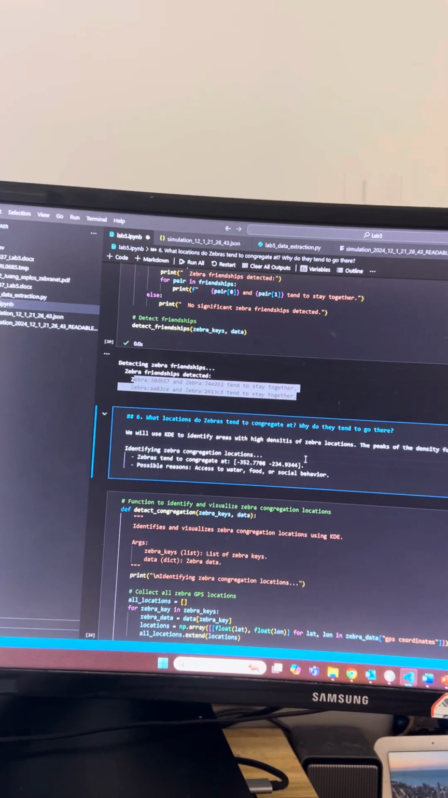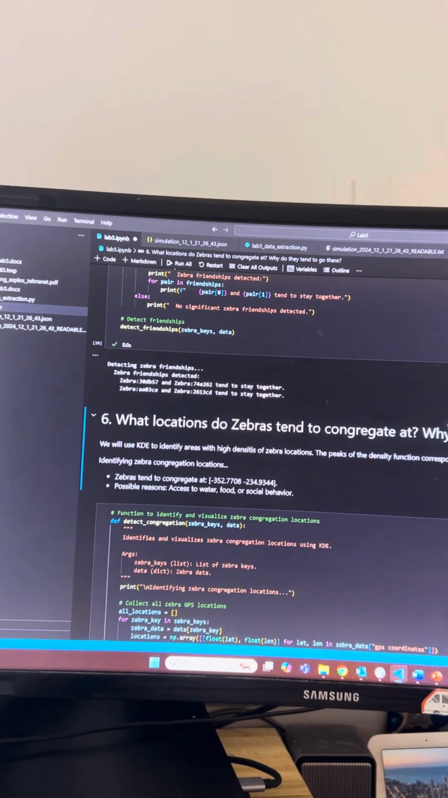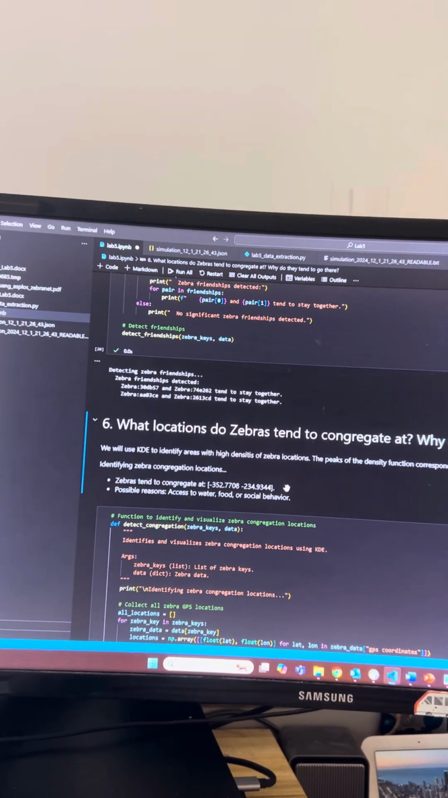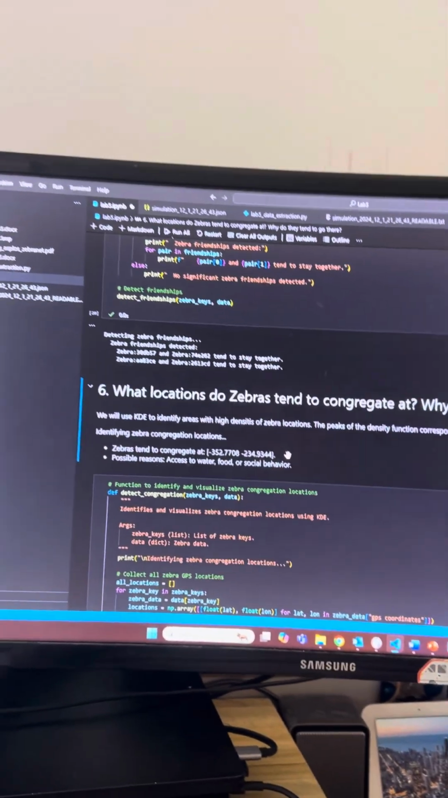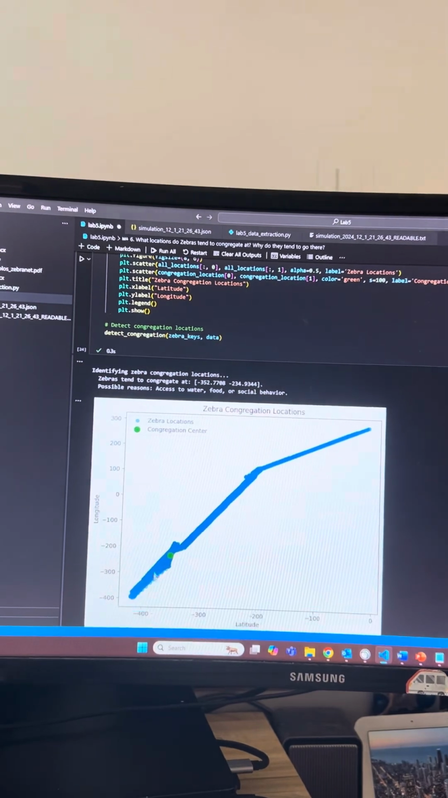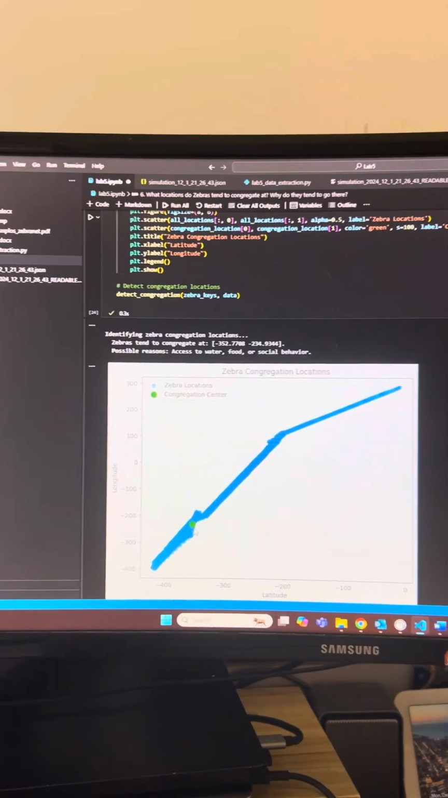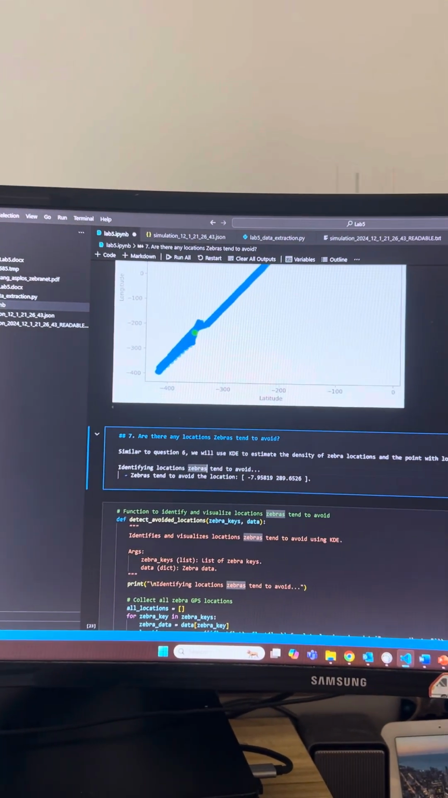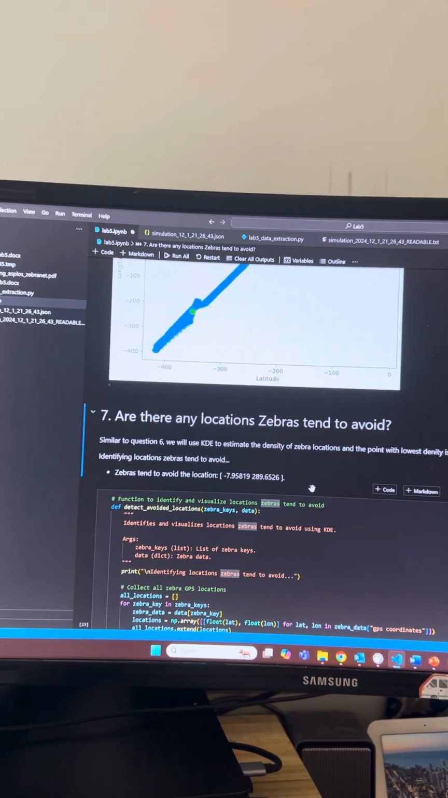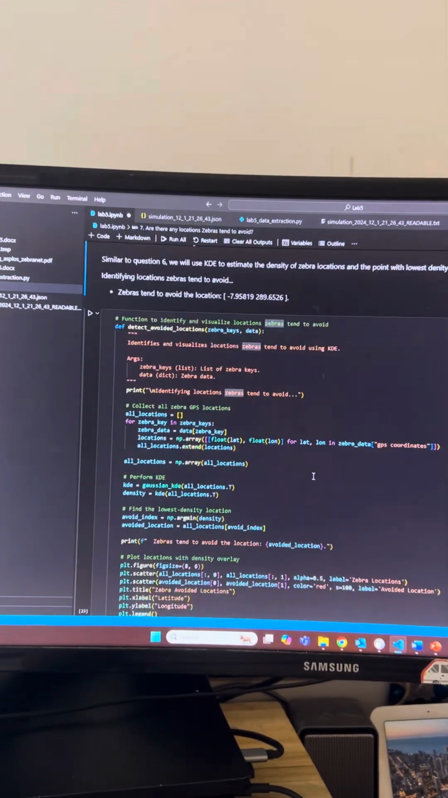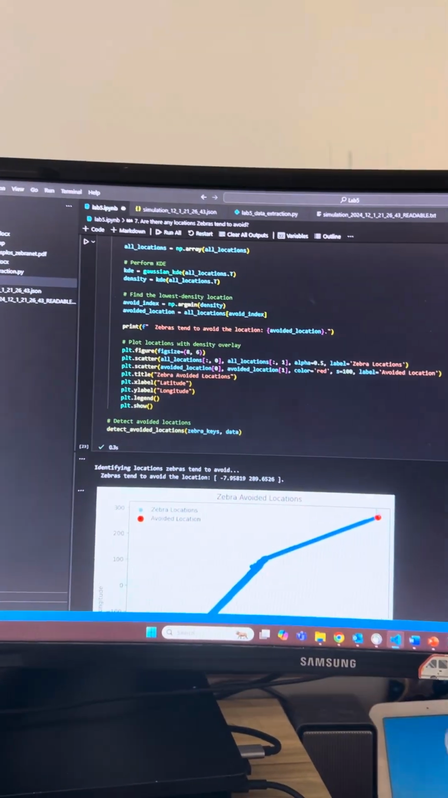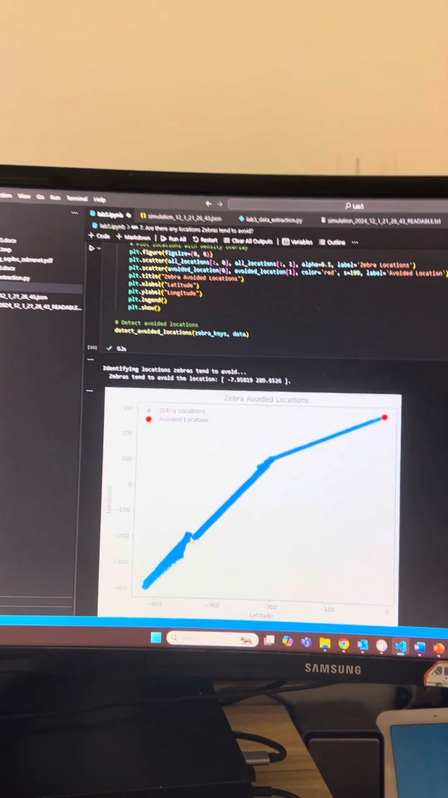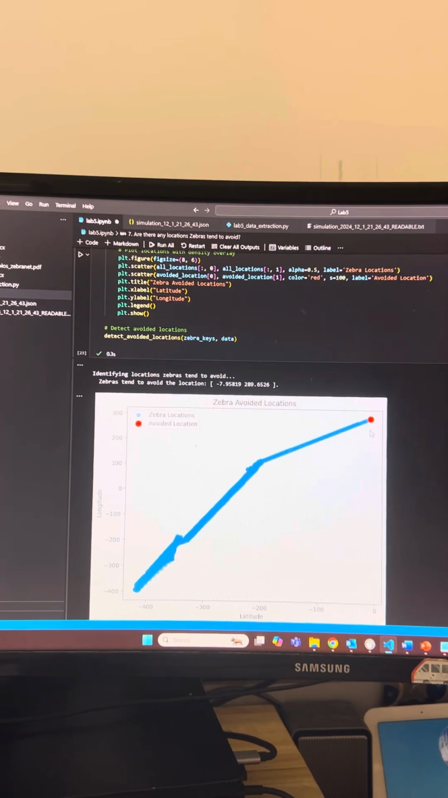The next is whether they have any high density areas where they like to go. Here I'm using KDE to identify the areas, and the areas which they tend to go to are marked in green. These are the high density areas. Then for question 7, the areas they tend to avoid, I also use KDE, and this time I choose the lowest. This is the point where they spend the least amount of time. They run a lot here, then take a break here, and then walk. But these are the areas that they avoid.